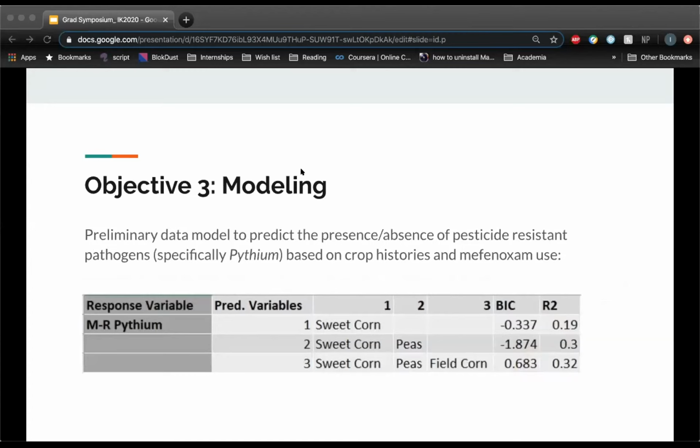Our third objective is to create a predictive model. And we've created a preliminary data model to predict the presence or absence of pesticide-resistant pathogens, specifically Pythium, based on crop histories and mefenoxam use. And this was based on around 35 fields in which soil plating was done. And the model was done using multiple regression methods, specifically best subsets. It's pretty interesting that even in a small data set, we found that sweet corn, peas, and field corn were predictors of mefenoxam resistance.